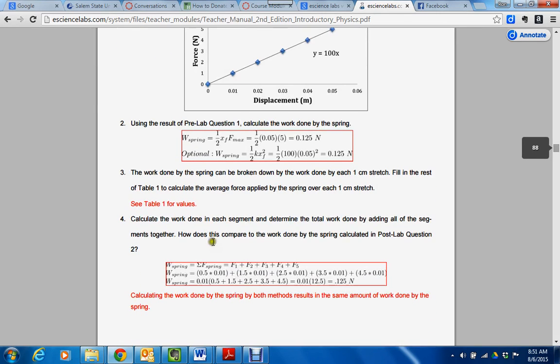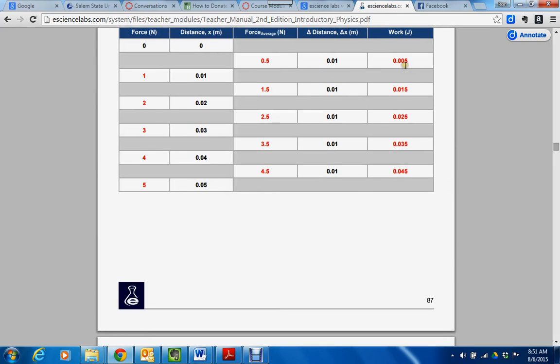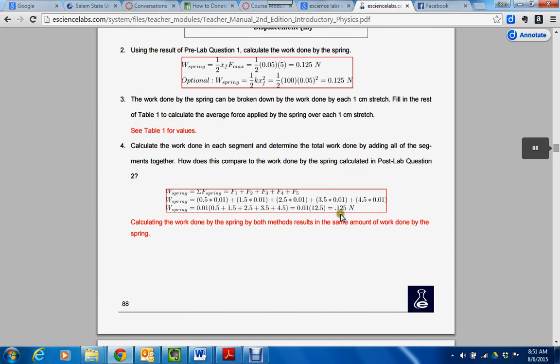So we have the variables. If you want to calculate the work done in each segment and determine the total work done by adding all the segments, each segment that we had on the data sheet up top, so 0.5 times 0.01. So going back up to the data, 0.5 times 0.01, 0.005 plus 0.015 plus 0.025 plus 0.035 plus 0.045. You add those all up, and we would get the 0.125 newtons, the same answer.